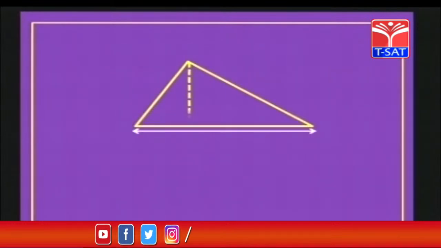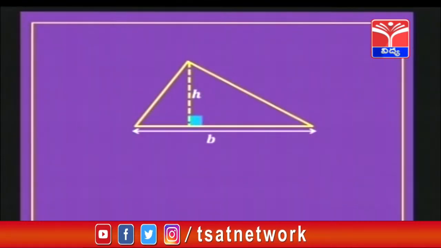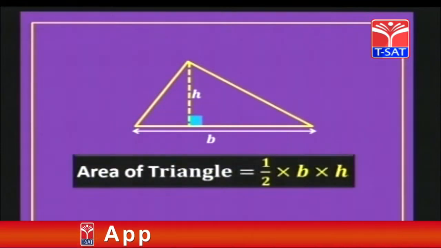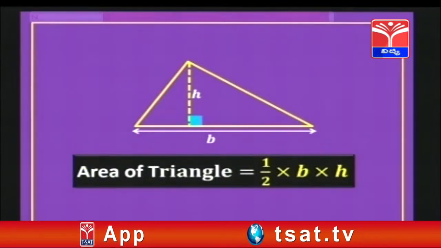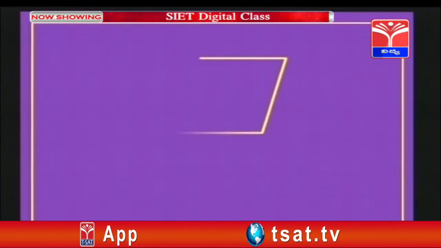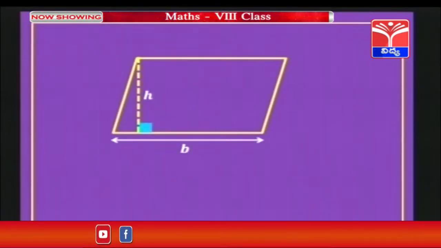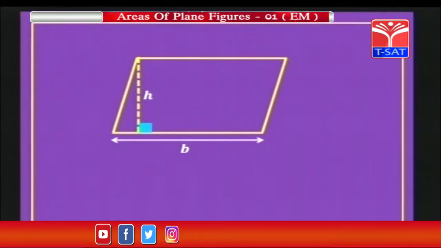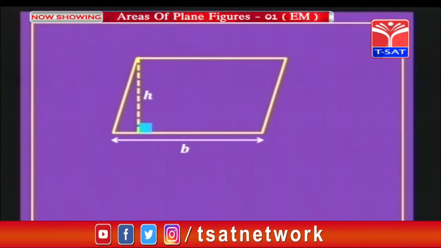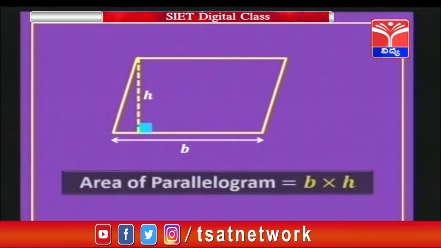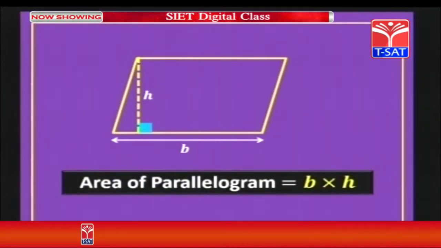Now take a look at this triangle with base b and height h. The area of this triangle is given by half into base into height. Have a look at another plane figure. This is a parallelogram. The base of the parallelogram is b and its height is h. Then the area of the parallelogram is given by base into height.